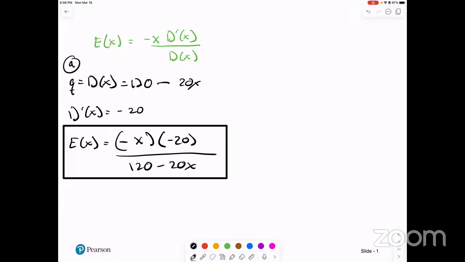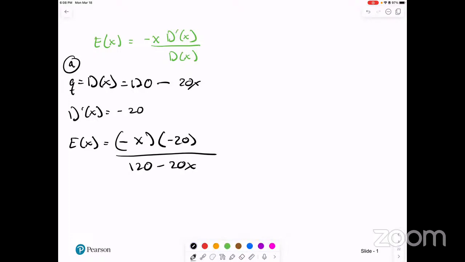Okay, so this is our elasticity. Actually, let's simplify this. We get a double negative, so that top simplifies down. Can we simplify a little bit more? I feel like we can take it a little bit further. What if we factor out 20x? Will that help us? Not really. Looks like we could factor out 20 though. Let's simplify this. I think we can simplify it down.